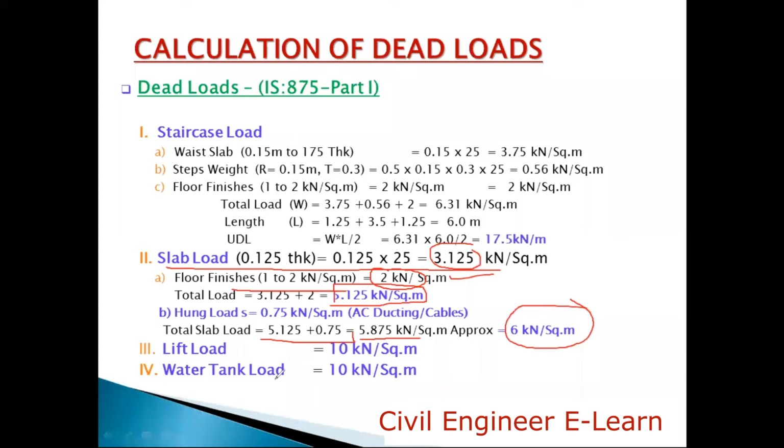And then lift load. Usually lift load depends on the size of the lift, right? So usually you get around 6 to 8 kN per square meters, which includes the lift weight and also the slab load acting on it. But when you consider 10 kN per square meters, that would be more than sufficient.